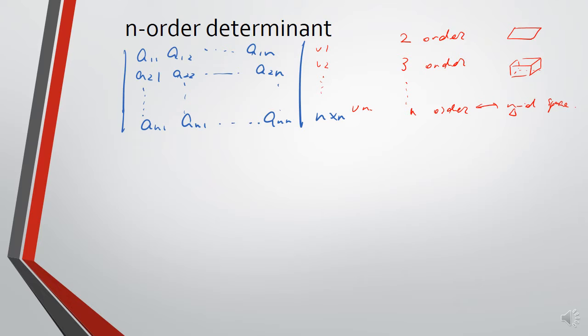Okay, so we can say that the nth order determinant is composed with n-dimensional vectors, and those vectors will give us a special parallelepiped which exists in the n-dimensional space, and the determinant's value just equals the volume of that parallelepiped in that n-dimensional space.